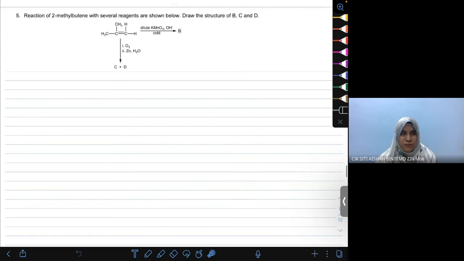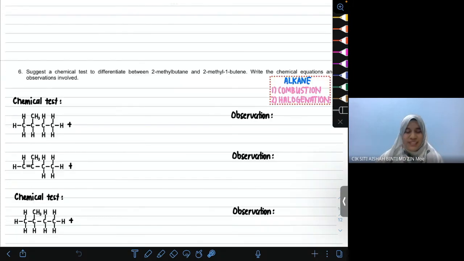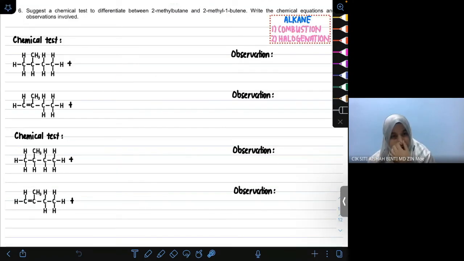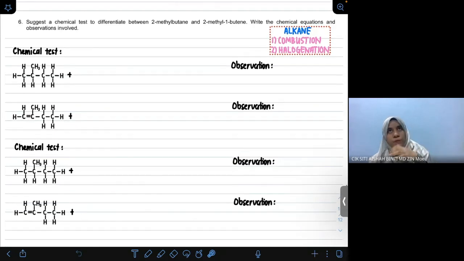Next is question number 5. Let's do question number 6 first, then question number 5, because question number 6 has not been discussed yet, and it is mostly about chemical tests. The chemical test is very important because once you have learned all the organic compounds, they like to ask how to differentiate these 2 molecules. Sometimes in the laboratory itself, you are given 2 solutions that seem like identical solutions.